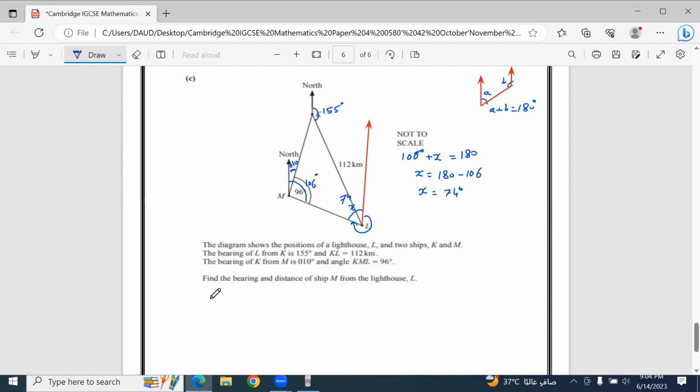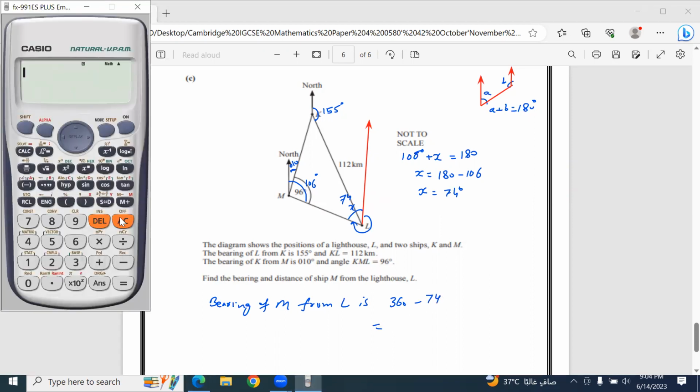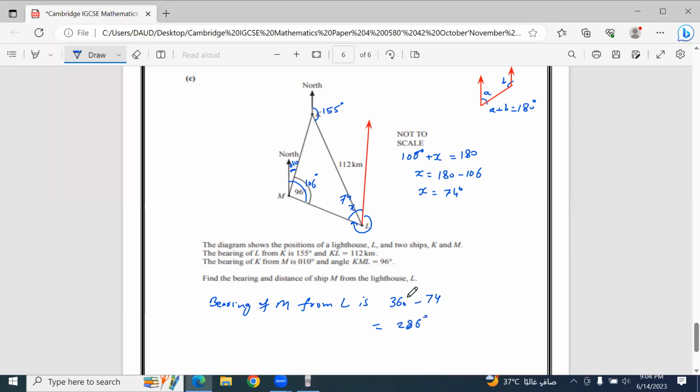Now we can say that the bearing of M from L is, a full complete circle is 360. So 360 minus 74 we will get the answer. So 360 minus 74, it would be 286. This is the answer. Then they want us to find the distance ML. Yes, they want one more thing, distance.